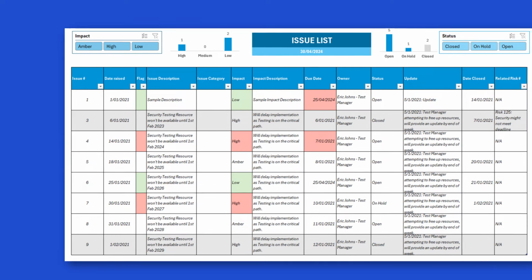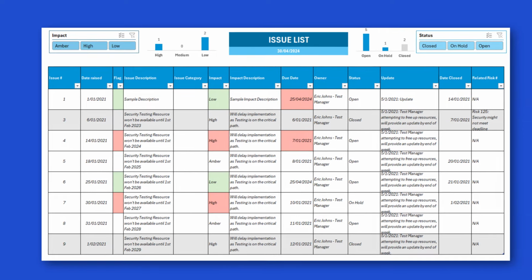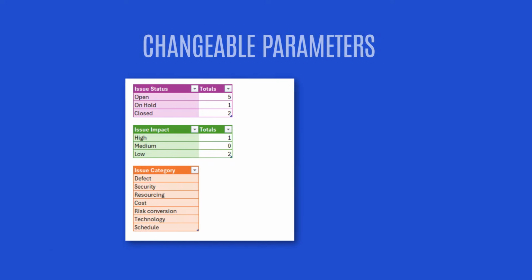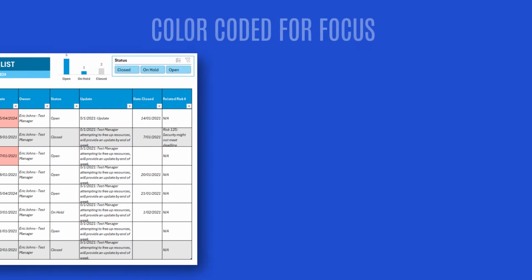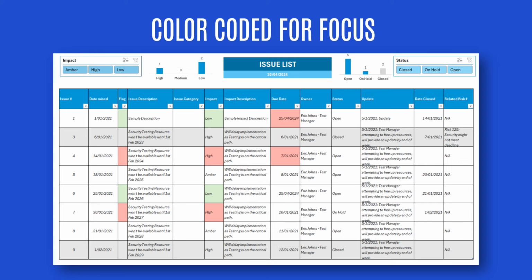In this video, I will show you how to create a simple issue list with Excel. We will first define some parameters to give you the flexibility to tailor the list as you please. We will then build the issue list and create some formatting.